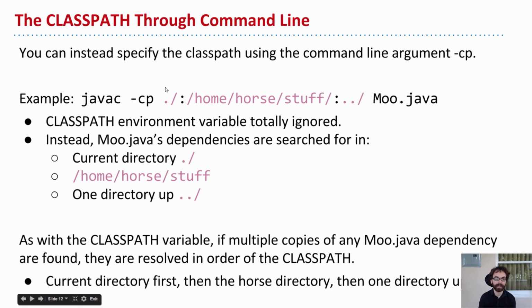So let's walk through what this example would do. Because I said -cp, all of this stuff, then whenever we try and compile moo.java, we ignore the operating system provided class path environment variable, and instead we look in the current directory, then home, horse, stuff, and then one directory up for any of moo.java's dependencies. As with the class path variable, if it so happens that any of moo.java's dependencies have duplicates, then they're going to be resolved in the order of the class path. So first it'll look in the current directory, then horse, then one directory up.